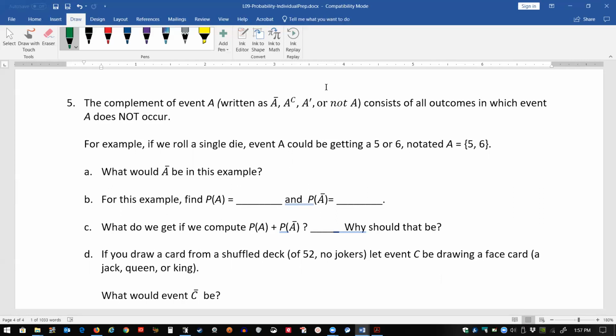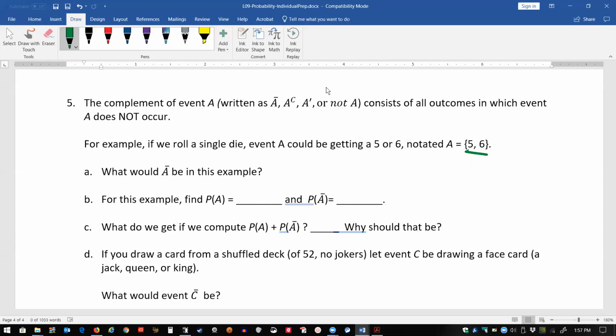So let's do an example. Make sure this idea of a complement makes sense. So here we've defined event A. So this is for rolling a dice. Event A is rolling a 5 or a 6. All right. So what is the complement of event A?